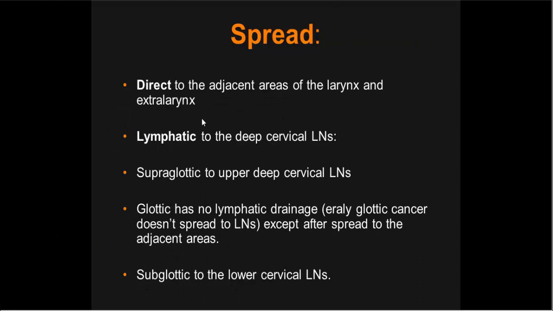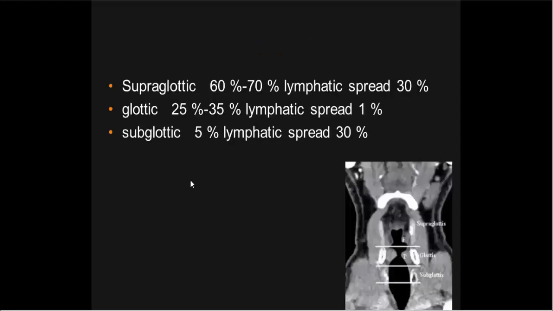Spread of squamous cell carcinoma of the larynx: direct to adjacent areas of the larynx and extralarynx, and lymphatic to the deep cervical lymph nodes. Supraglottic spreads to the upper deep cervical lymph nodes. The glottis has no lymphatic drainage, so early glottic cancer doesn't spread to lymph nodes except after spread to the adjacent area. Subglottic spreads to the lower cervical lymph nodes.